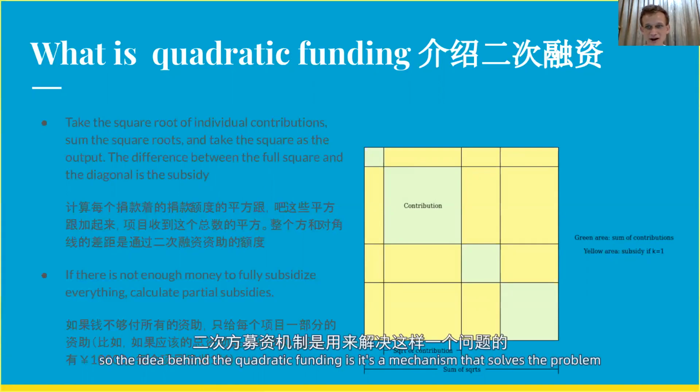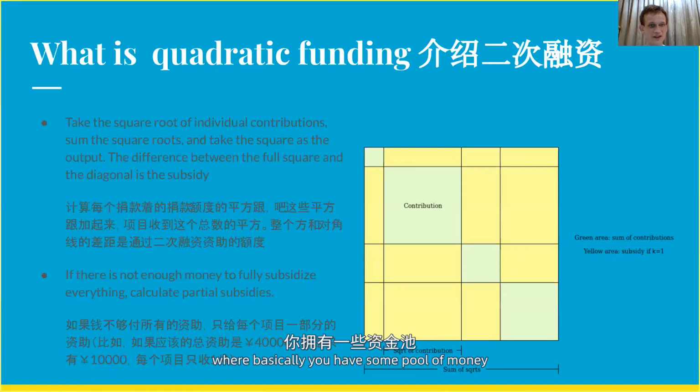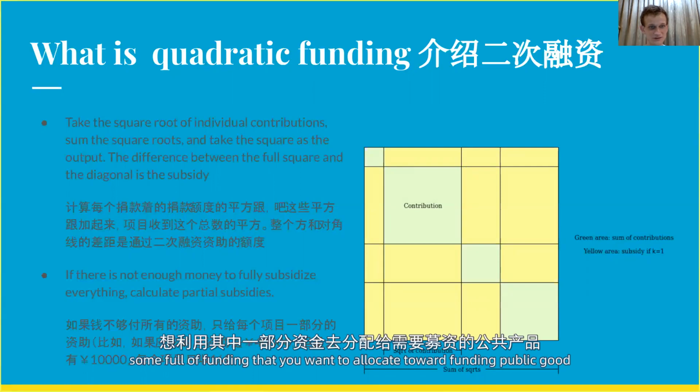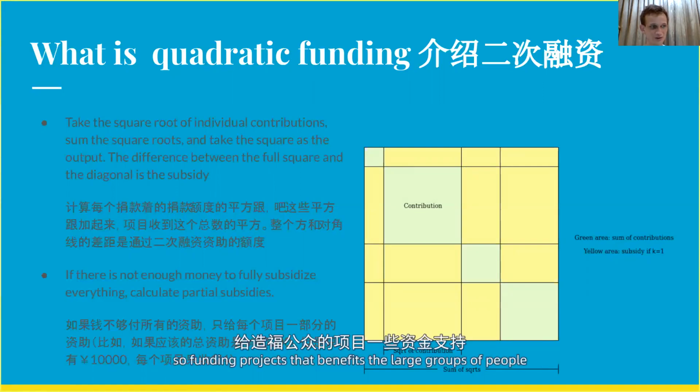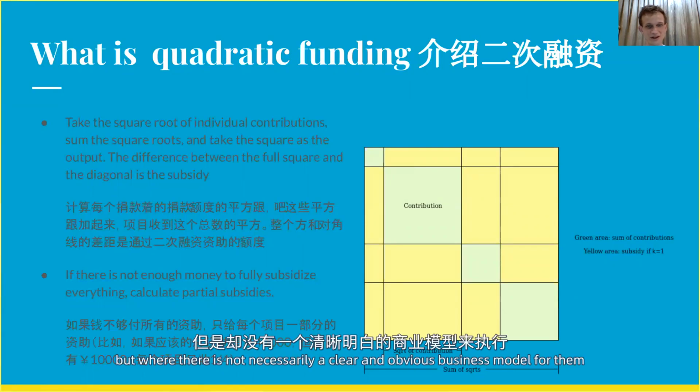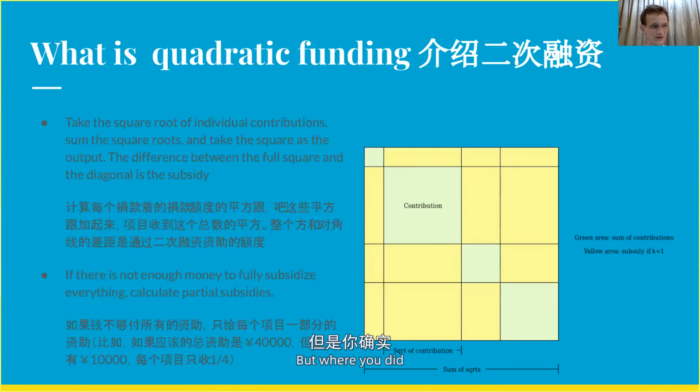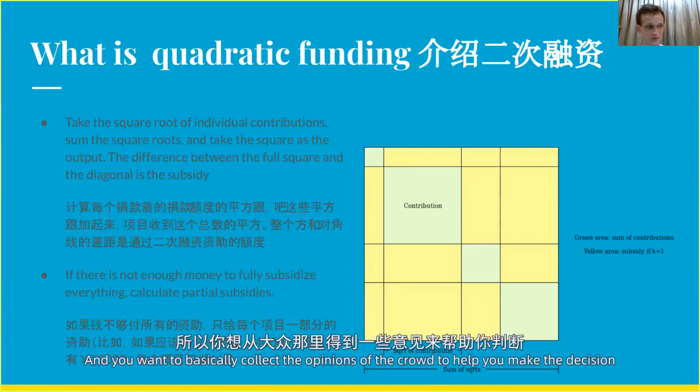The idea behind quadratic funding is it's a mechanism that solves the problem where you have some pool of money, some pool of funding that you want to allocate toward funding public goods, so funding projects that benefit large groups of people, but where there is not necessarily a clear and obvious business model for them, but where you personally do not know exactly which projects are good to support, and so you want to collect the opinions of the crowd to help you make the decision.